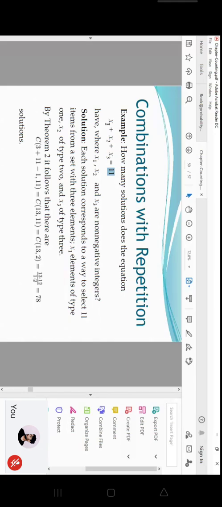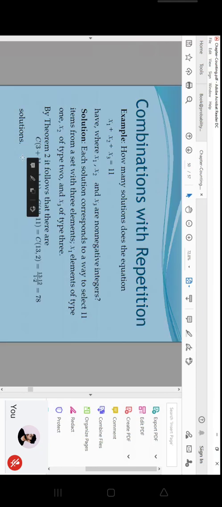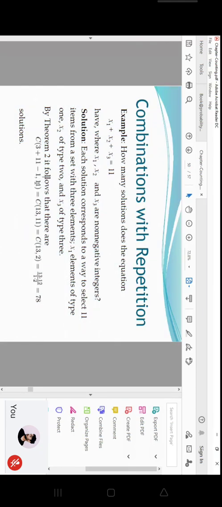So here your R is 11 and your N is 3. But 3 again is not a specific number of chocolates, 3 is the number of categories of chocolate. That is the reason we applied the combination with repetition formula, that is N plus R minus 1 C R. You can notice the final expression, N plus R minus 1 C R, and it goes this way: C of 13, 11, and 78 is the answer.